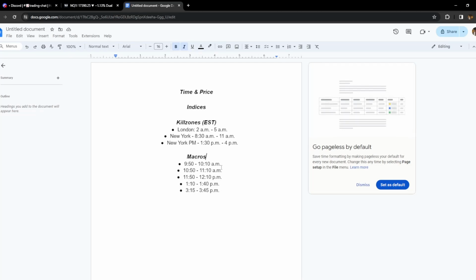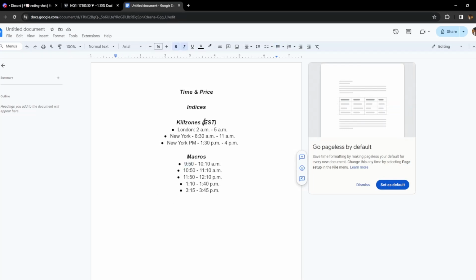And these little 10-minute macros, these tiny 10-minute pockets of time, except the PM ones, will either give an expansion towards the draw on liquidity, or it will accumulate, and when the macro is over, give you a run to the draw on liquidity. So it's either an accumulation macro or an expansion macro. These macros are from 9:50 to 10:10 a.m., 10:50 a.m. to 11:10 a.m., 11:50 a.m. to 12:10 p.m., 1:10 to 1:40 p.m., and then 3:15 to 3:45 p.m.